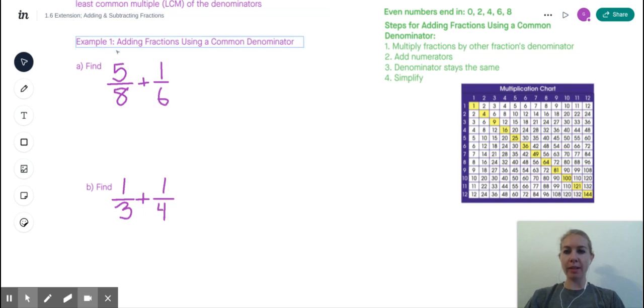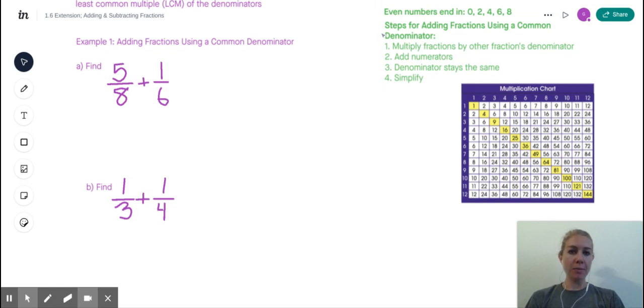Okay, let's go over example 1, adding fractions using a common denominator. And again, this is part of chapter 1, section 6, extension, adding and subtracting fractions. I have the steps over here in green, and the first one is to look at the problem. The problem is to find 5/8 plus 1/6. Notice how there's two different denominators, the bottom number, for both of these fractions.